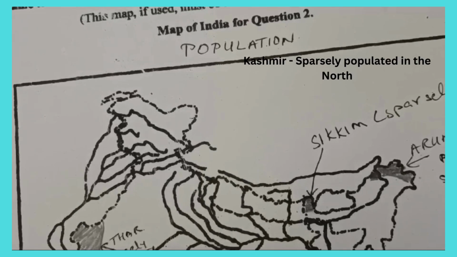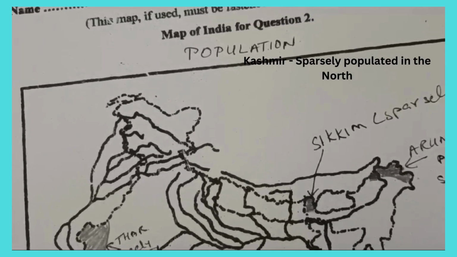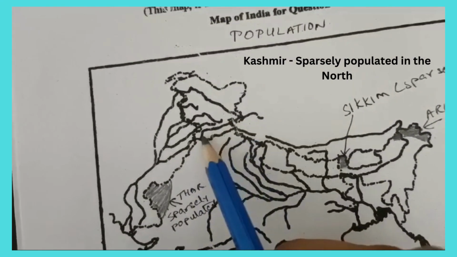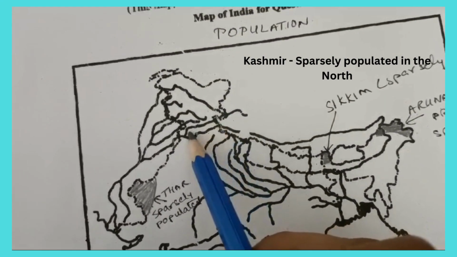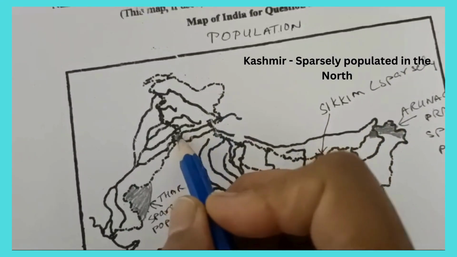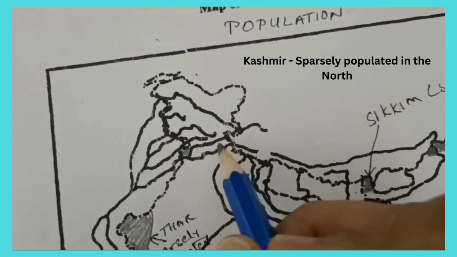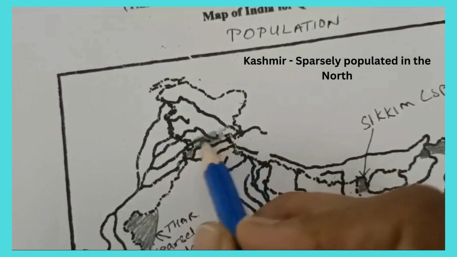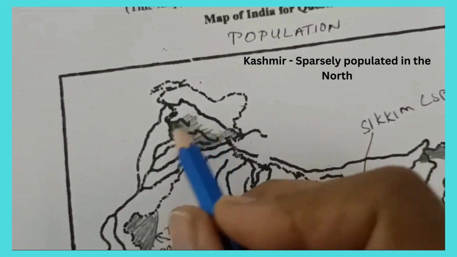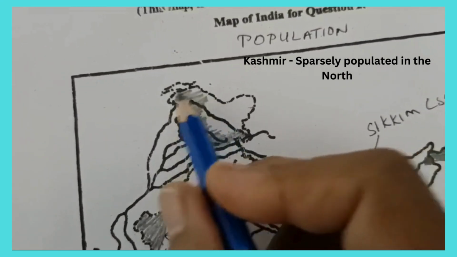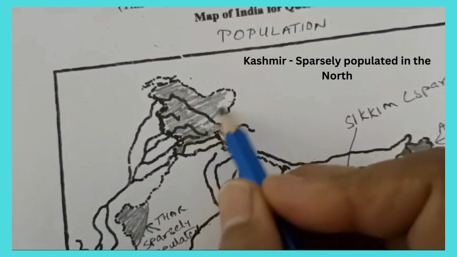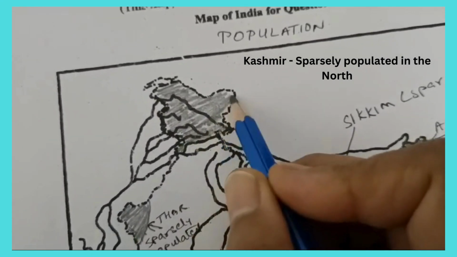Another sparsely populated region is in the north. When you are asked about the north, you can see this river, children. The lower river is Satluj. This river, Ravi. Above that, you shade. You can see this. Take a closer look and shade this entire part. Please see to it that you do not go outside the country. Shade this entire part and mark it as Kashmir and write in the brackets sparsely populated.